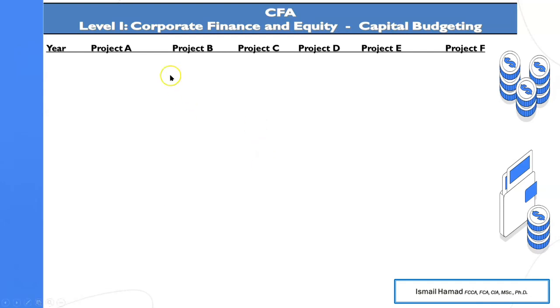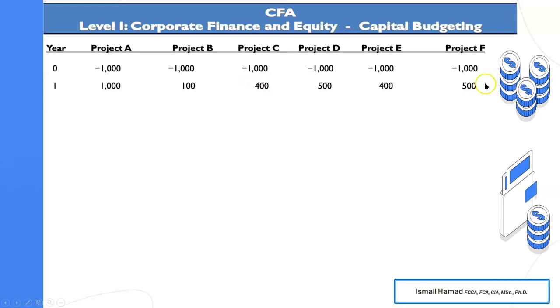We have projects A, B, C, D until F, and these are the years. In year 0, all the projects cost the investor $1,000, exactly the same. This is why the figures are negative. It is in year 0, so these are negative initial outlays. In the first year, project A gives you $1,000, project B 100, project C will give you $400, and so on. Also year 2, year 3, all these are cash inflows in subsequent years, until year 4.